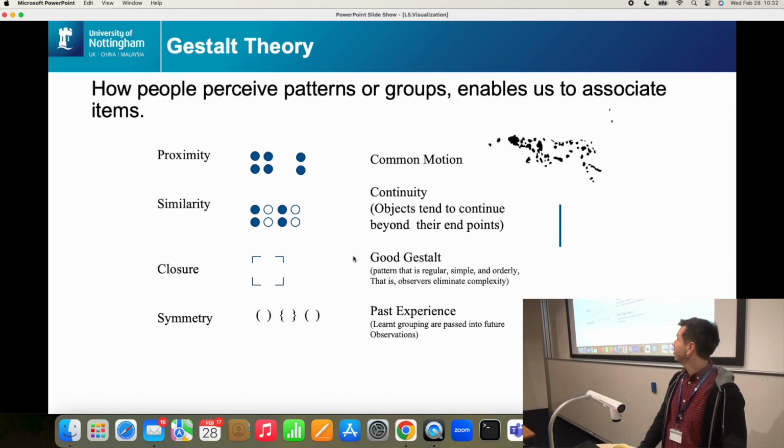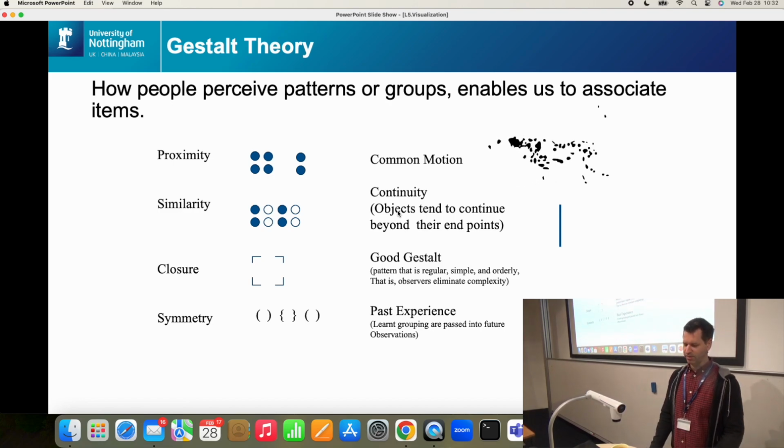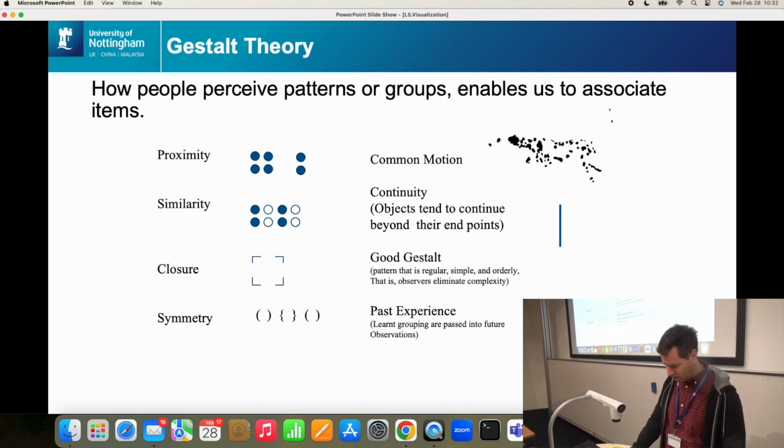Motion, so there's an example of motion, right? We magically see this dog, even though there is no dog there, right? It's just a set of points. But our brain is putting together the motion, integrating that motion and saying, hey, there's a dog there, right? Continuity is another way we look for patterns in groups, and so on. Of course, we're affected by our past experiences and patterns that are regular, simple, and orderly, right? And so on.